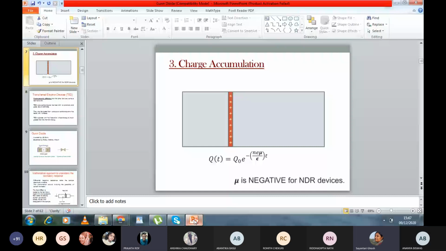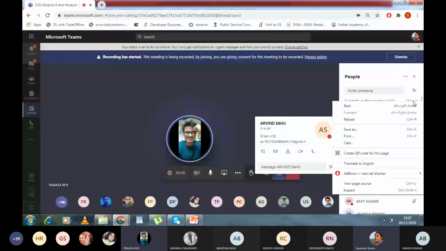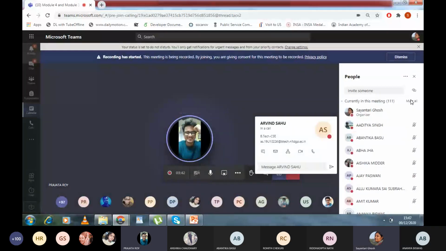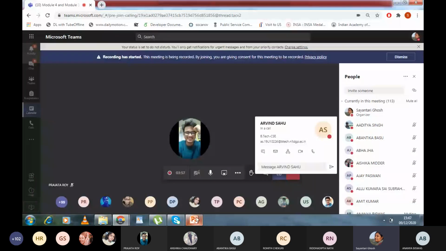Okay. So if you remember, in the last class, we did a small derivation with the help of Maxwell's equations and Ohm's law. We did a small derivation to see that if I have a negative resistance device, then how charge can accumulate inside these materials.